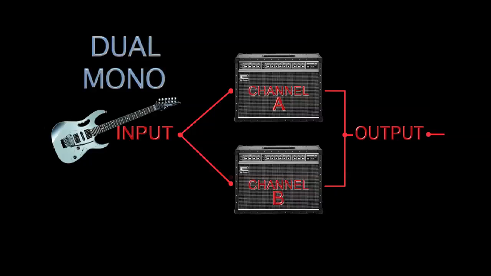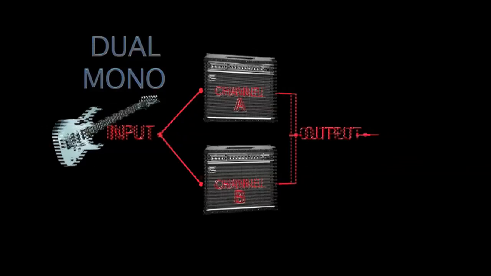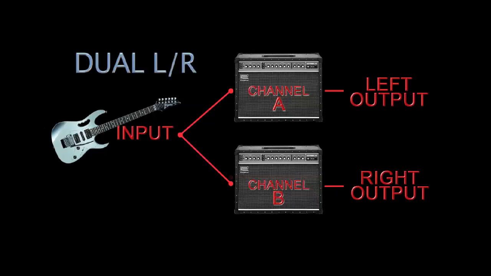Dual mono. This mode works similarly to the single mode, except both channels will be heard simultaneously. It is just like running your guitar into 2 amps at the same time. Dual left and right. This one results in channel A being heard in the left speaker and channel B being heard in the right speaker simultaneously. Great for really fat stereo tones, or even having a clean preamp in one side and a distorted preamp in the other, as if there were 2 guitarists playing.